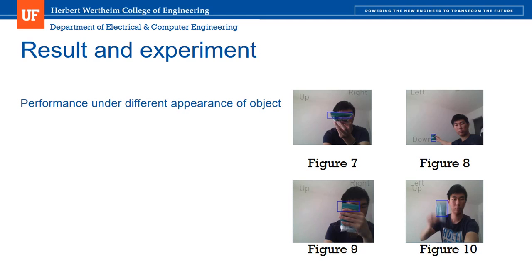In this experiment, I changed the appearance of the object. In figure 7, I turned the pack to a different angle toward the camera. In figure 8, I changed the distance from the object to the camera. In figure 9, I sheltered part of the object. And in figure 10, I quickly shook the pack. In all these experiments, the system performed well.